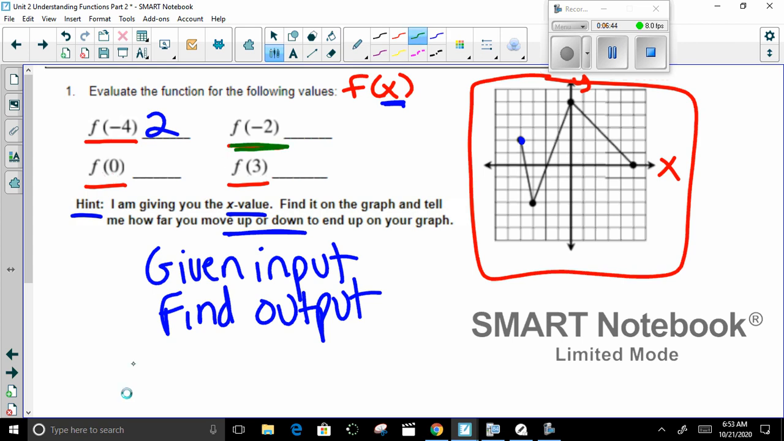Let's find f of -2. When x is -2, it looks to me like I don't have to go up or down at all. I'm right on the line. So y would be 0. If my input is -2, my output is 0.